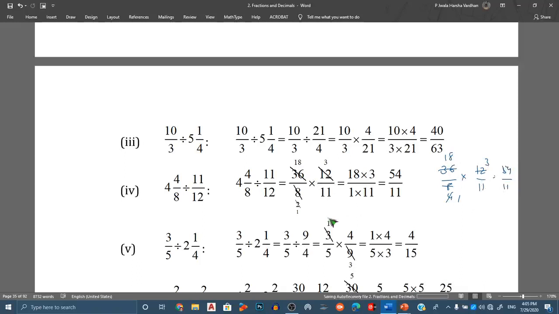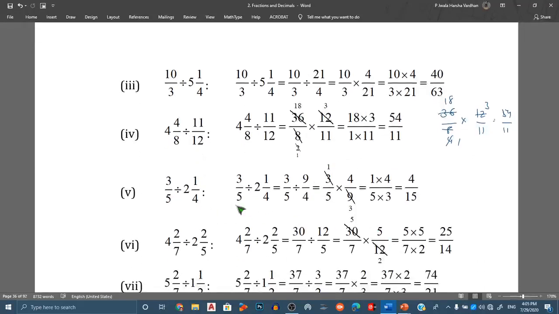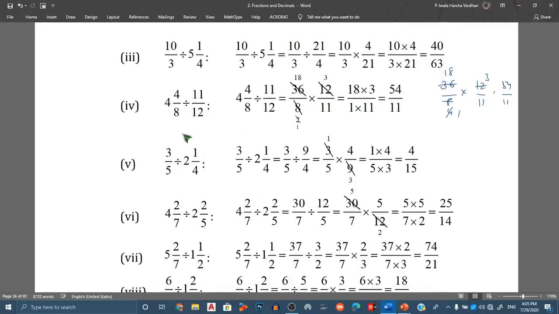So next, 3 by 5 divided by 2 1 by 4. So 4 2s are 8 plus 1, 9 by 4. So the reciprocal of 9 by 4 is 4 by 9. So 3 by 5 into 4 by 9. You can cancel with the 3 table here crossly. 3 1s, 3 3s. So 1 into 4 by 5 into 3, which is 4 by 15.